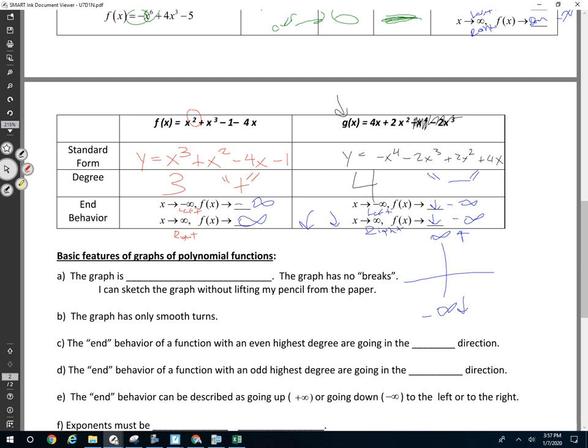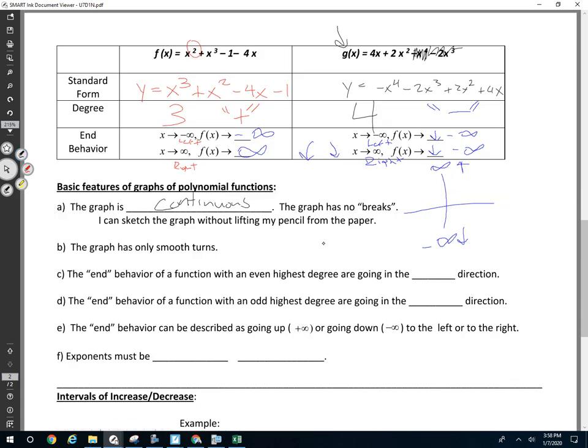Basic features. The graph is continuous. There's no jumps. There's nothing crazy. It's smooth. Sometimes it's got some humps, but mostly what we're going to concern ourselves is how it ends. Up and up, down and down, down and up and down. The graph is continuous. The graph has only smooth turns.